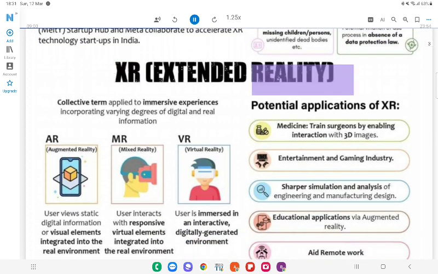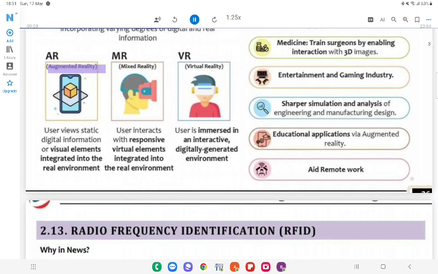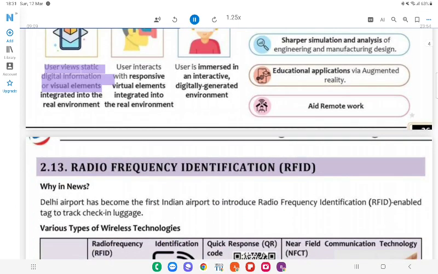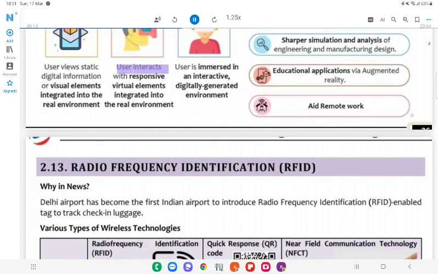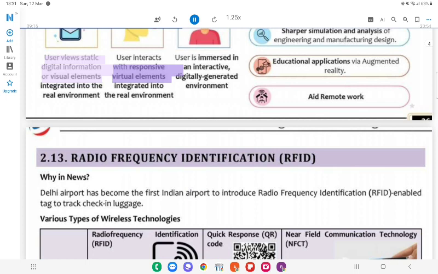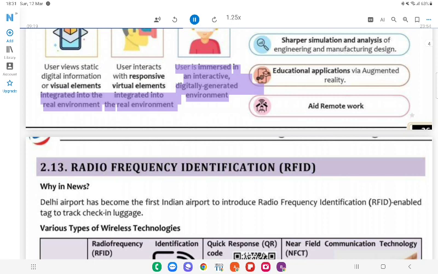XR, extended reality: collective term applied to immersive experiences incorporating varying degrees of digital and real. AR, augmented reality: user views static digital information or visual elements. Mixed reality: user interacts with responsive virtual elements. VR, virtual reality: user is immersed in an interactive, digitally generated environment, integrated into the real environment.